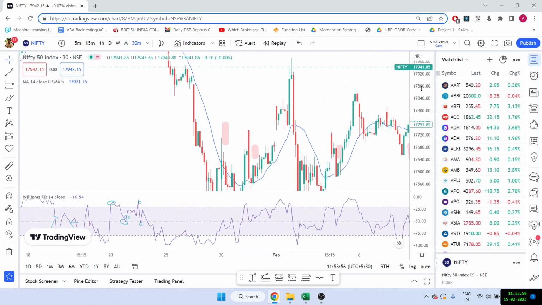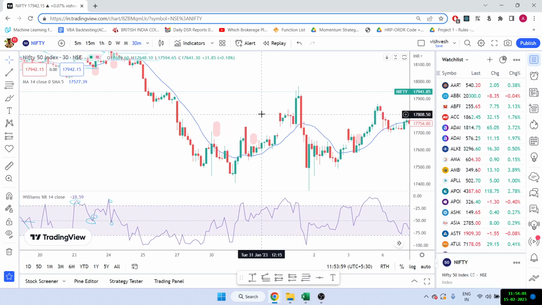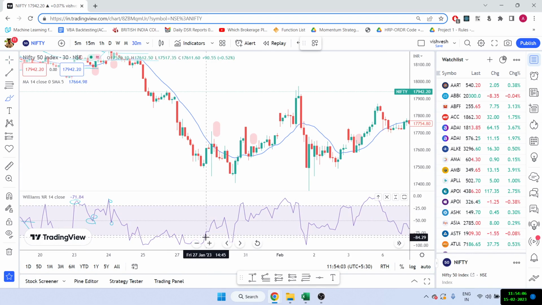I've highlighted all the trades that we've got. You can see here we have got another trade. Let's see the selling setup again.